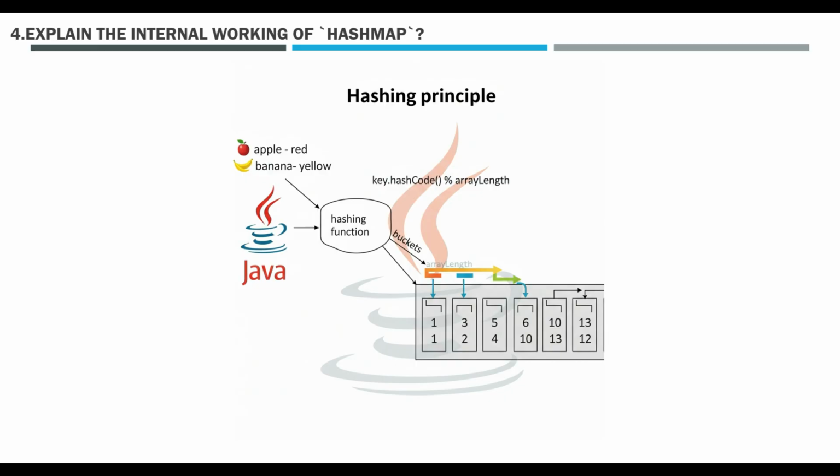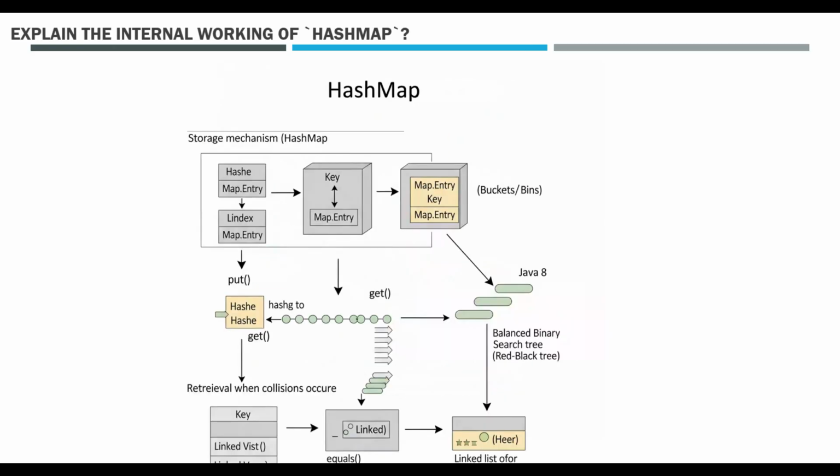Now let's look at the other slide. If you look at this particular hash map storage-wise, it is going to store the data in a map entry object, which is going to encapsulate both the key and the value. So these entry objects are stored in an array of linked lists. Often you can refer to these as buckets or bins.